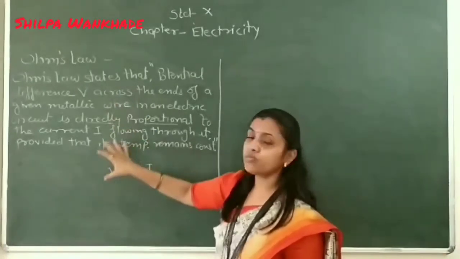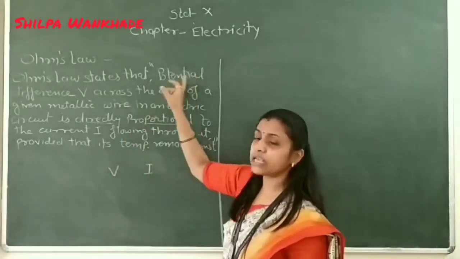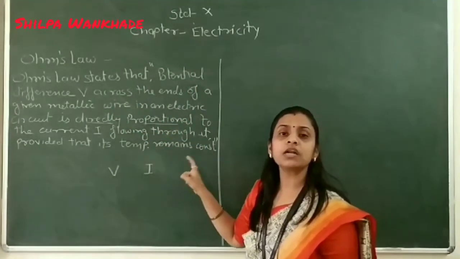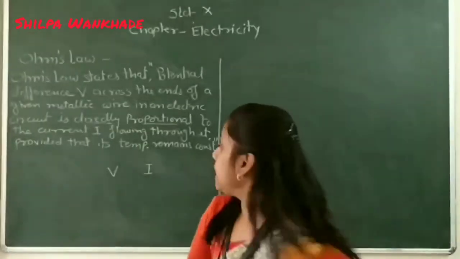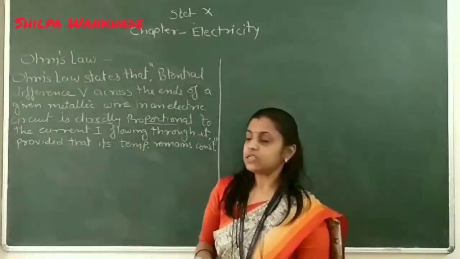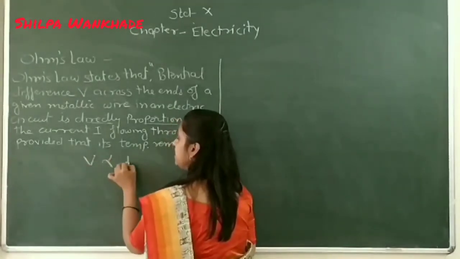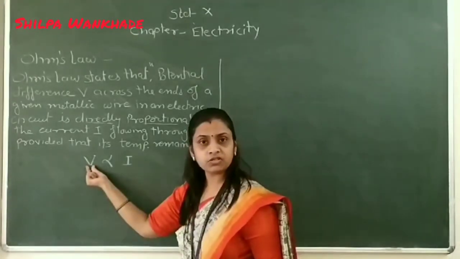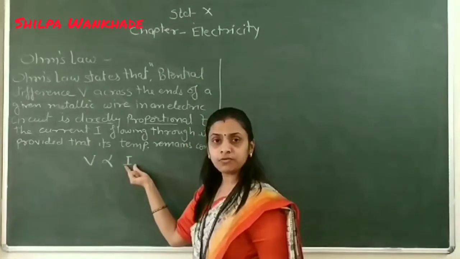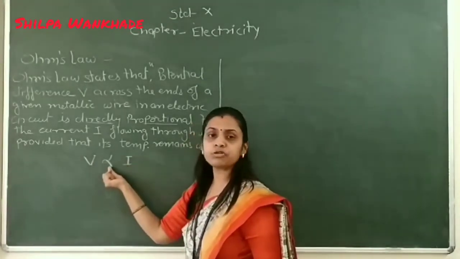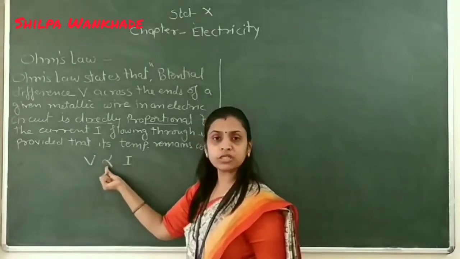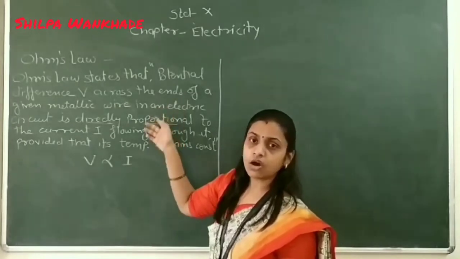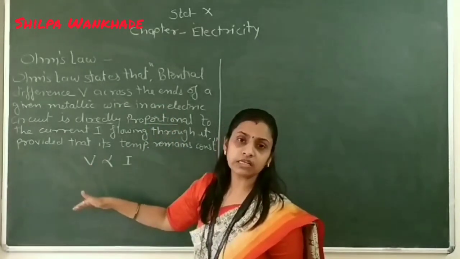But what is Ohm's law? Ohm's law is that the potential difference across the two ends of a conductor is directly proportional to the current flowing through it. Simply, we can say that the potential difference is directly proportional to the current flowing through a conductor. V is the potential difference across the two ends of a conductor, and I is the current flowing through it, and both are directly proportional to each other. What do we mean by directly proportional? If we increase the voltage, then the current also goes on increasing, or if the current increases, then the voltage also goes on increasing, and vice versa.